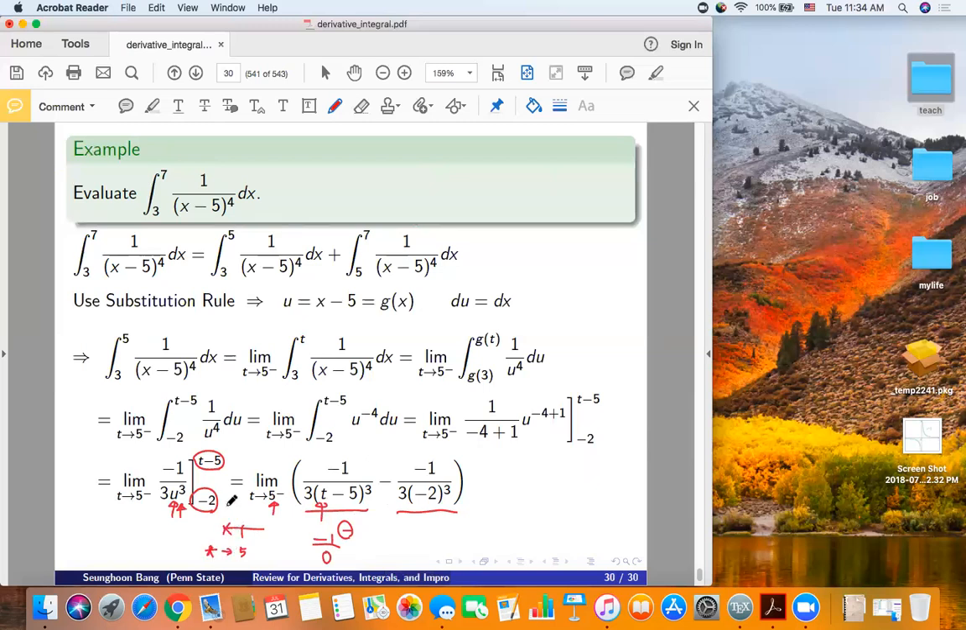You can choose a test number, 4.9. You plug 4.9 into t. 4.9 minus 5 is minus 0.1. Minus 0.1 cubed is a negative number, and a negative number times 3 is a negative number. We have minus over minus. What does it mean? We have positive infinity. So what's that? The improper integral is divergent. This is the whole idea for solving this problem.